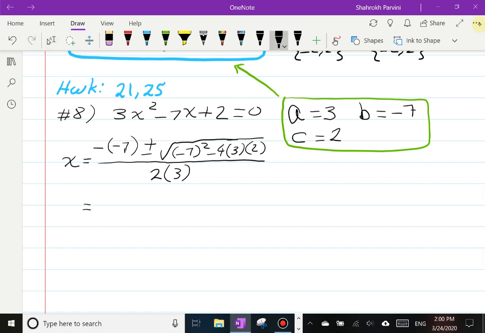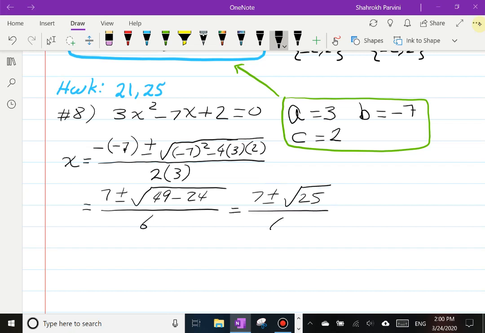So next step. In the numerator, negative of negative 7 is 7, plus or minus. Then we have the square root. Negative 7 squared is 49. And 2 by 3 by 4. 4 by 3, 12 times 2, 24. All of that divided by 6. And then I can do the radicand now. What's under the radical sign? 49 minus 24, that would be 25. So that's square root of 25 divided by 6.